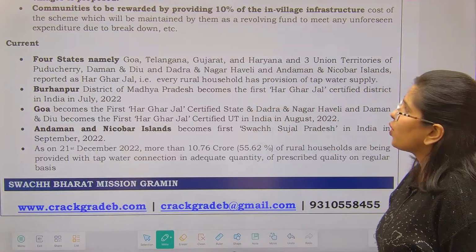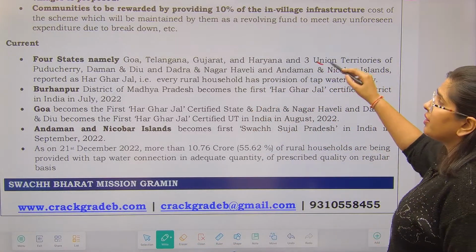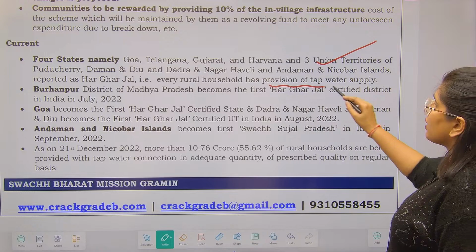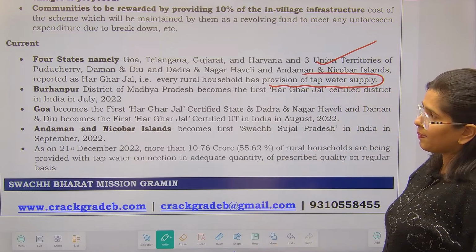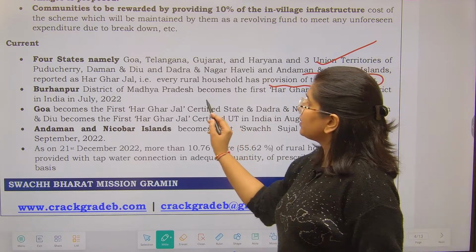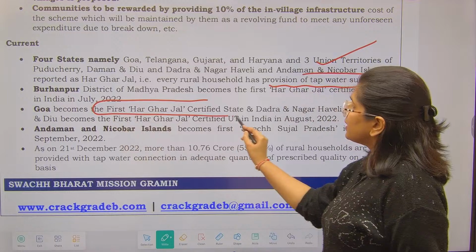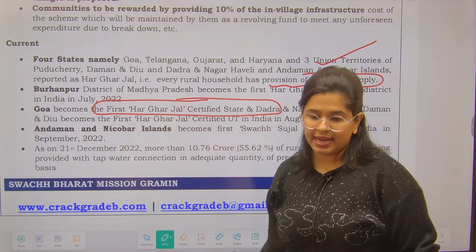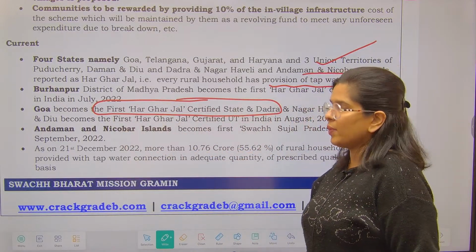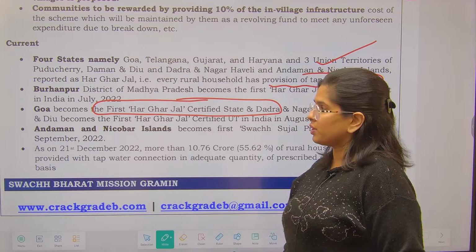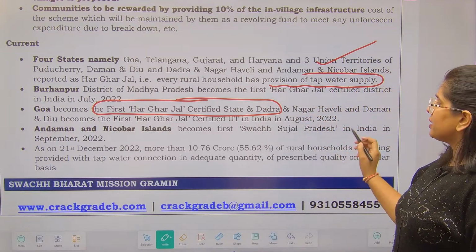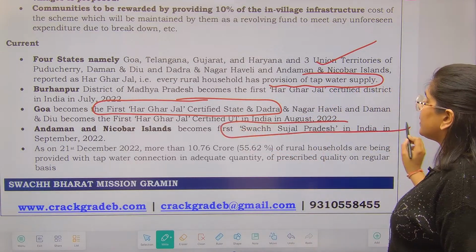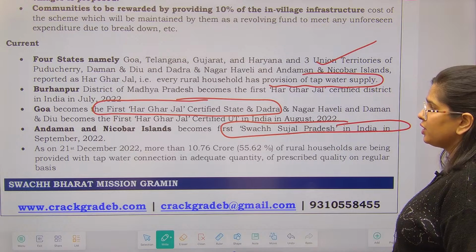So 4 states, Goa, Telangana, Gujarat, Haryana and 3 UTs, every rural household has the provision of tap water supply. Goa has become the first Har Ghar Nal Se Jal certified state. So this is again a very important statement which you need to remember. Andaman and Nicobar is the first Swachh Sujal Pradesh in India in September 22.